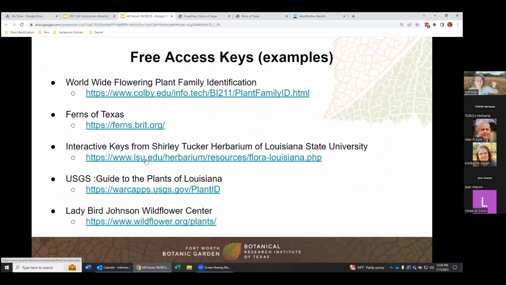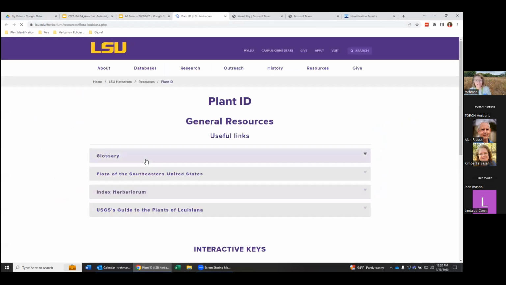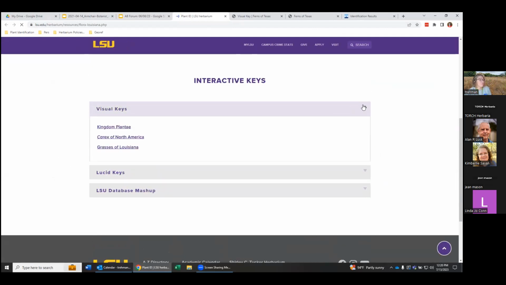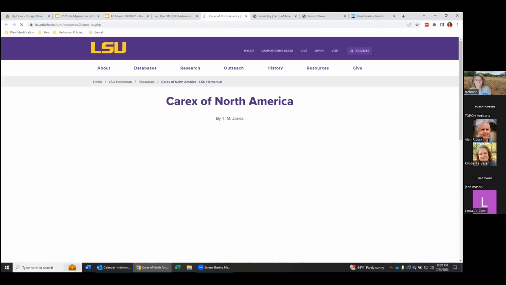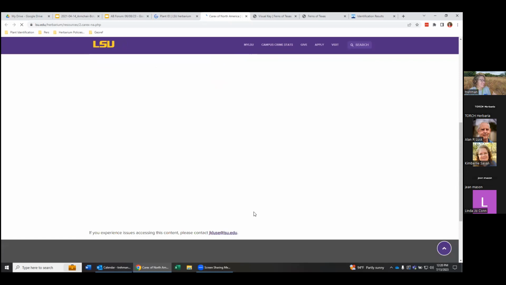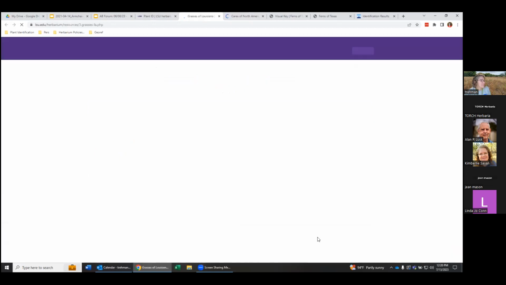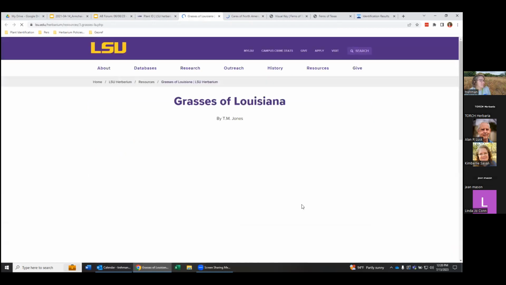This is another really great website. This one is from our friends at LSU. And so this is their website. If I scroll down in here, I've got some visual keys, and you can see it's got a key to all the Carex of North America. So if you're trying to key out sedges, and in particular the genus Carex, let's see, that's not working. Let me go back to, oh, it's still loading. No, they're both going to take a while.